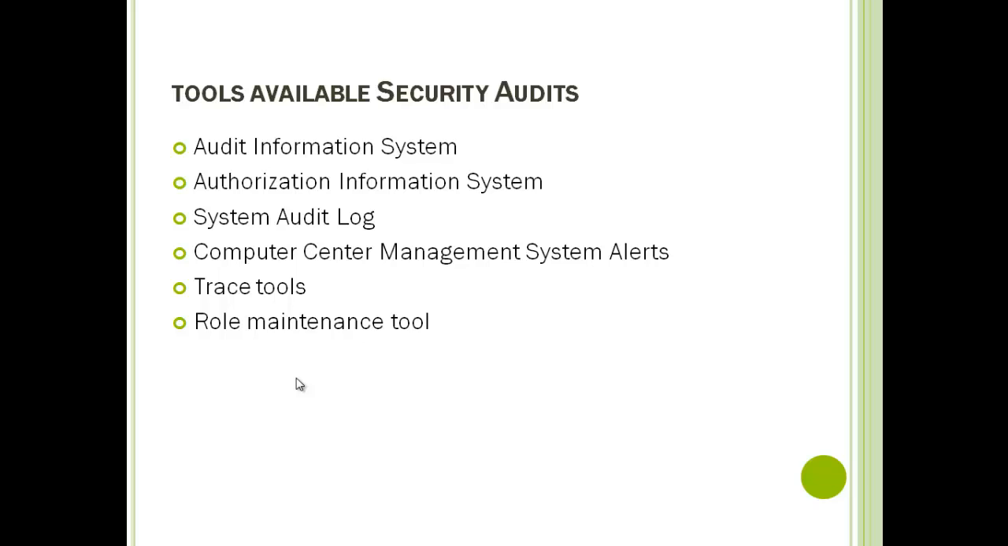Next, let's talk about what tools are available for security audits. First of all, the Audit Information System, AIS, which we will see in detail in this session. Secondly, you have the Authorization Information System, which here means SUIM. From SUIM you will get all the information you require for authorizations or users.